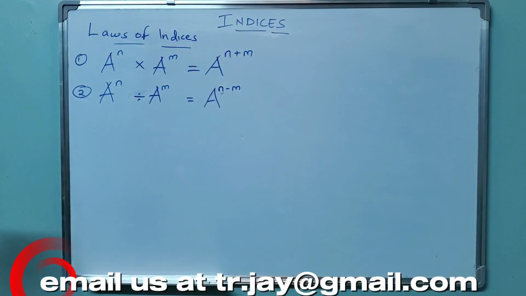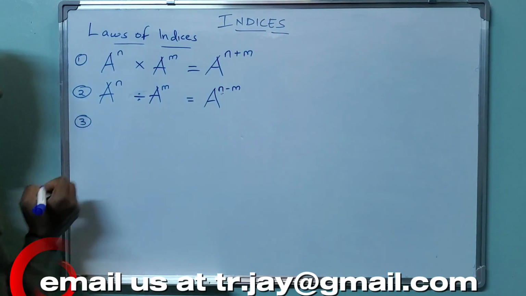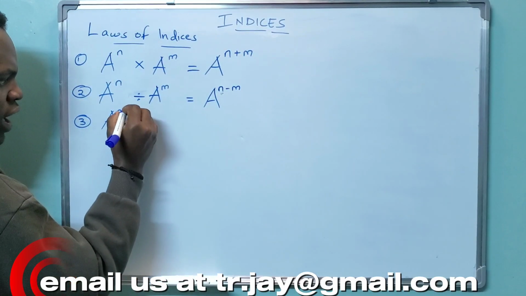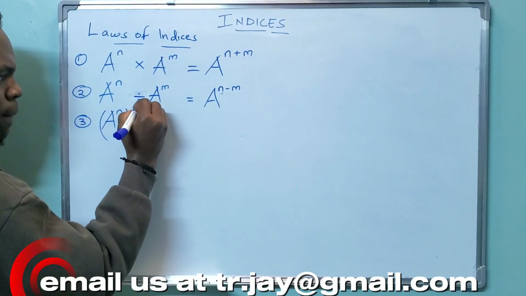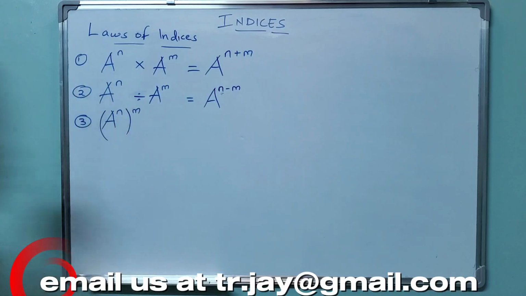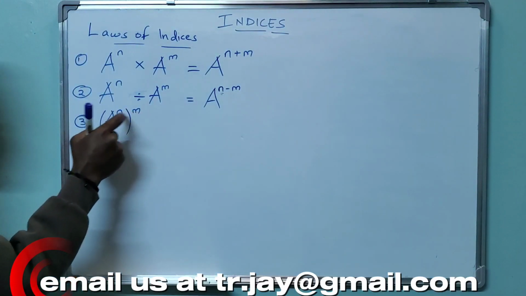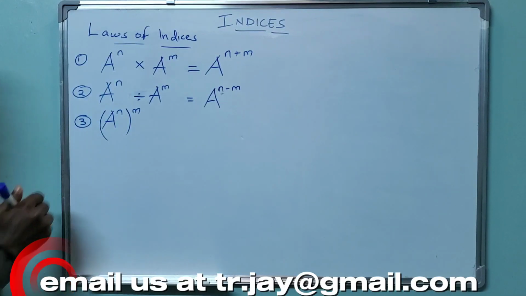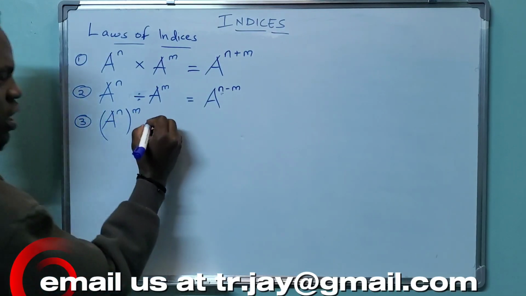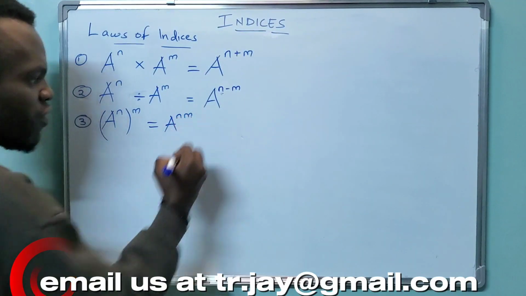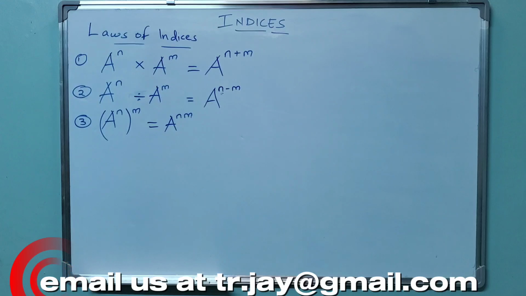The third law of indices tells me that if I have an index a raised to power n, in bracket, raised to power m, so I'm having this index raised to another power m, we are going to multiply the two powers. So I'm going to have a common base a, raised to power nm, that is n multiplied by m.